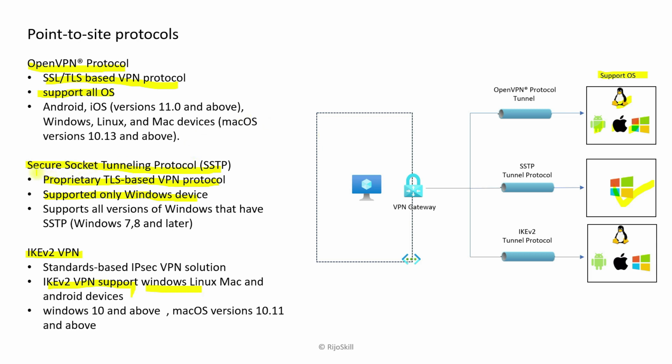Very important: if you choose a Point-to-Site configuration, the protocol type is very important. The protocol type you choose depends on your OS. For example, if you need only Windows OS connections, you can use the Secure Socket Tunneling Protocol. If you need all devices to connect, you can use IKEv2 with OpenVPN protocol, and you can also mix Secure Socket Tunneling with IKEv2, which is also available for the Point-to-Site configuration.